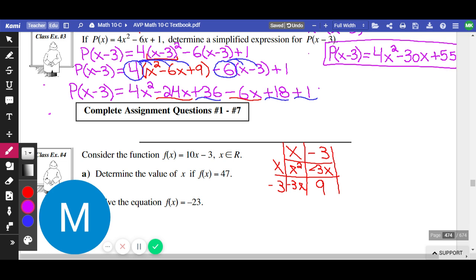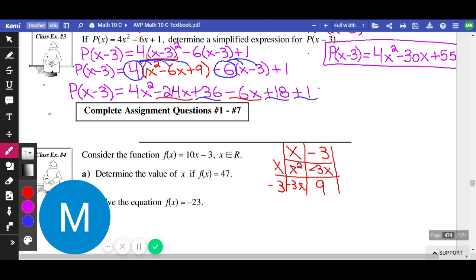P of x minus 3 equals 4x squared minus 30x plus 55. Beautiful. That's as hard as it gets. Okay, that's pretty extreme. If that was on a test, I would call that probably the hardest question on your unit test. Just for the record.